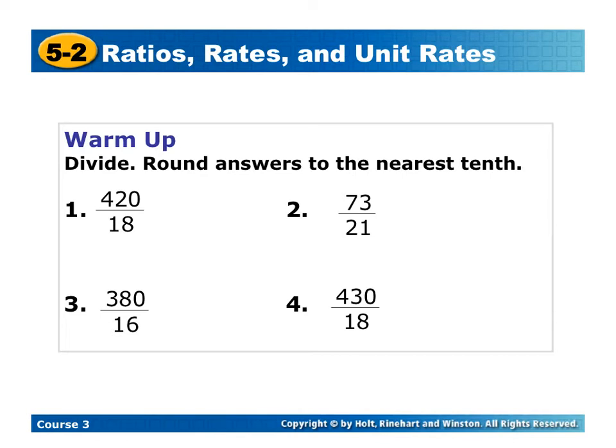So here, if you just use a calculator, I'm going to do 420 divided by 18, and I get 23.3 repeating, but rounded to the nearest tenth is just going to be 23.3. When I do 73 divided by 21, I get 3.47. But once again, we're rounding to the nearest tenth. So here we'd want to have just 3.5.